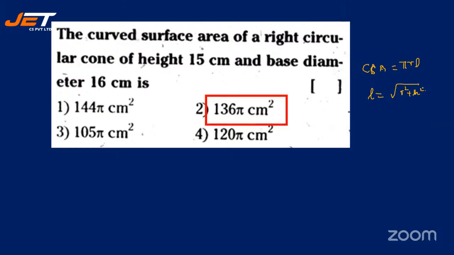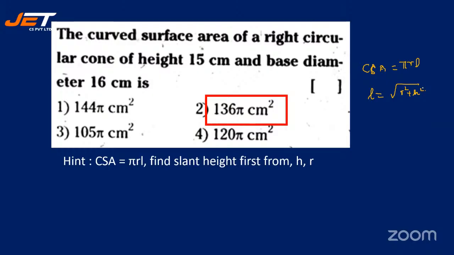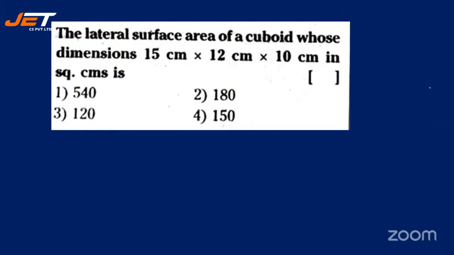Okay. See, pi RL, find slant height first from H and R. That's what we have done. Right. See the next question. The lateral surface area of a cuboid. The LSA of a cuboid. What is the formula of the LSA of a cuboid?